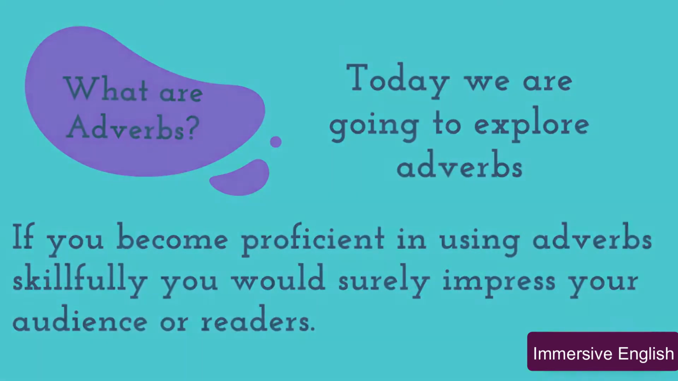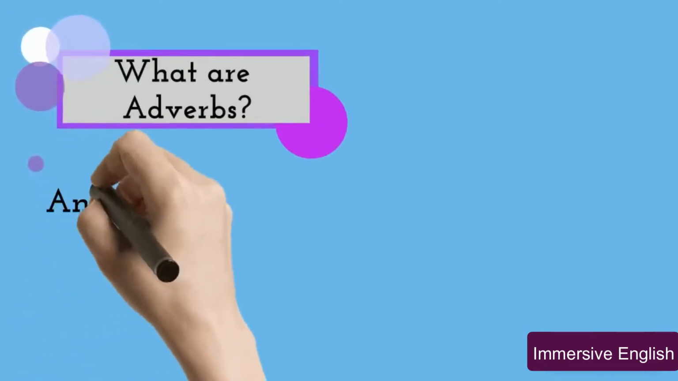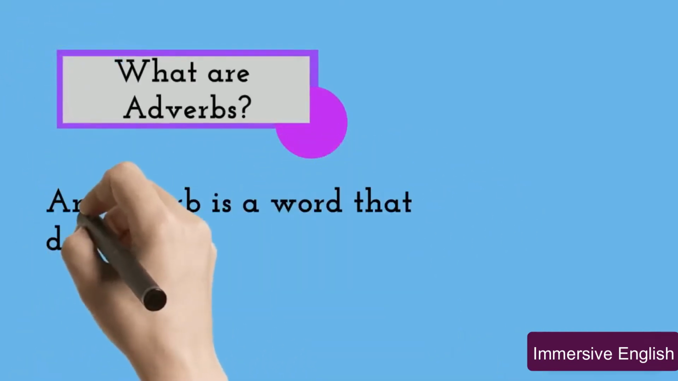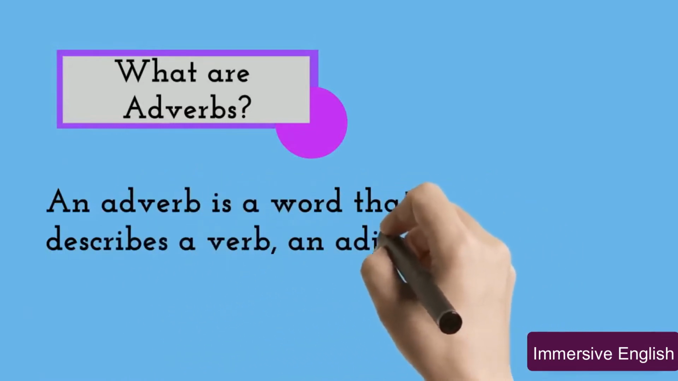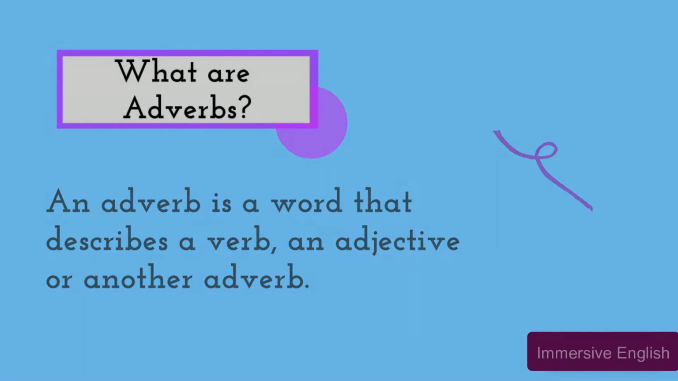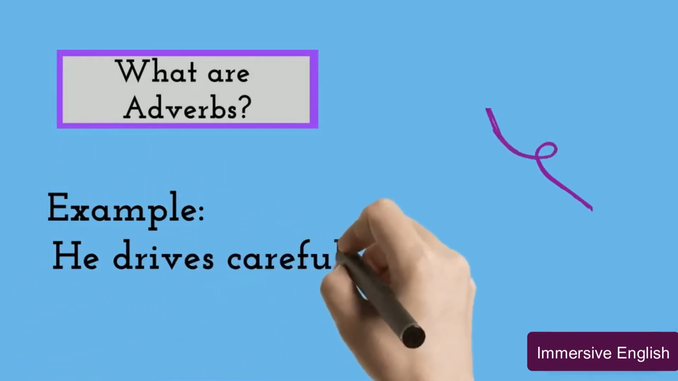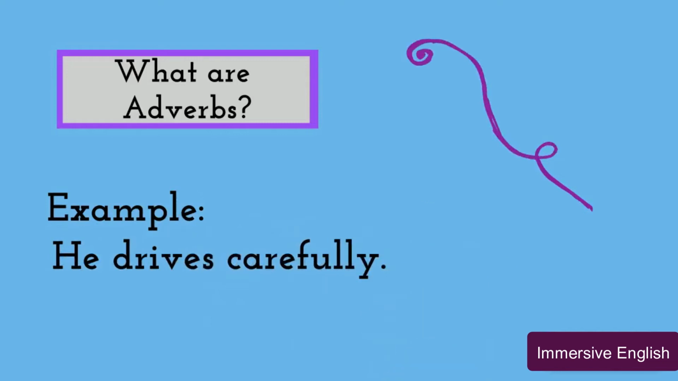Let's comprehend what adverbs are. An adverb is a word that modifies or describes a verb, an adjective, or another adverb. Let me share an example with you. He drives carefully. Carefully is an adverb explaining someone's driving skills. I explain again that carefully is an adverb.